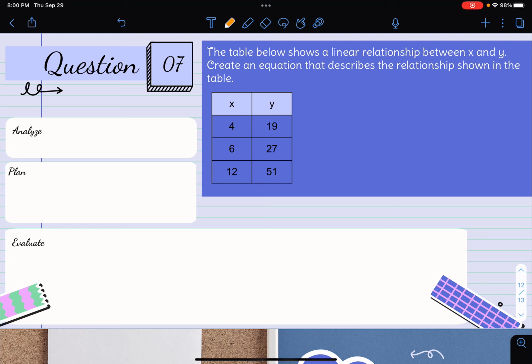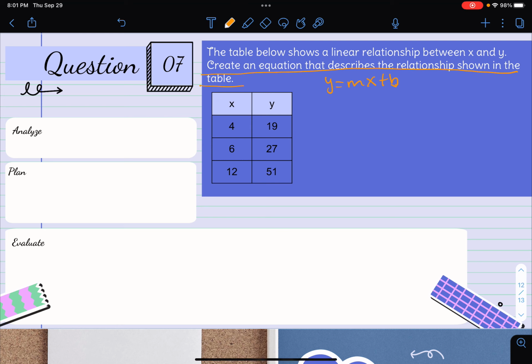So it says the table below shows a linear relationship between x and y. Create an equation that describes the relationship shown in the table. So it's not necessarily a question, but it is a statement that tells us what we are doing. So it says that we're going to create an equation that describes the relationship shown in the table. So that means we're going to use y equals mx plus b, right?